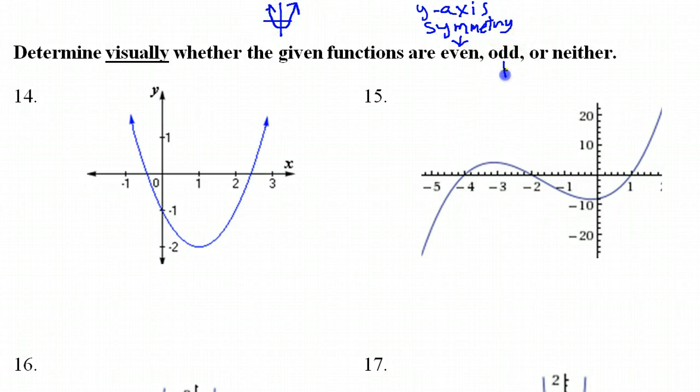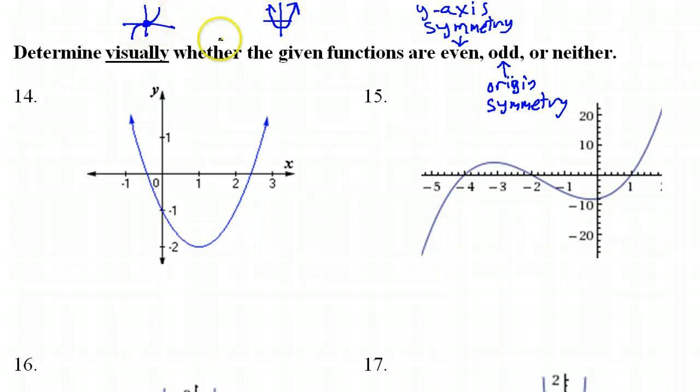If it's odd, it should have origin symmetry. Okay, and that means if I rotate the graph around the origin, it should look the same. So if I were to spin this upside down around the origin, it should look the same. So this would be origin symmetry. So this would be even, this would be odd. Obviously, if it has neither origin symmetry nor y-axis symmetry, then it's neither.